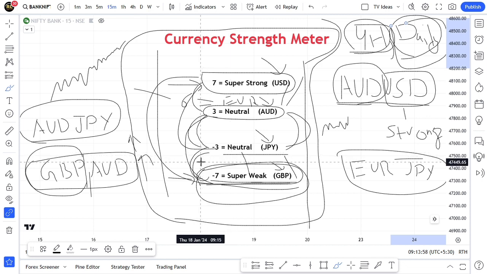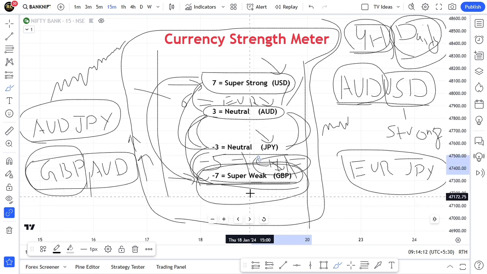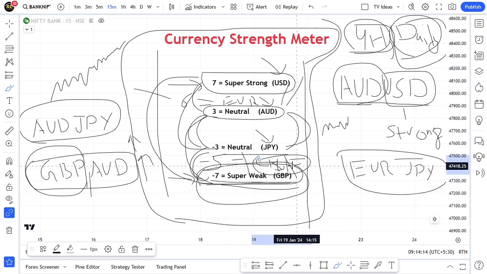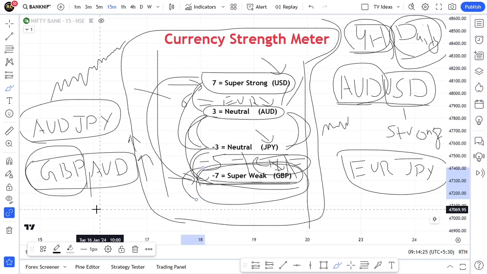Let's keep here, suppose we have -5 and this number belongs to CHF. CHF means Swiss franc. I hope you can understand it. Sorry for the bad handwriting. So see, if we have CHF at -5, which means CHF is also weak but not super weak. Okay, now let's club it together with odd.